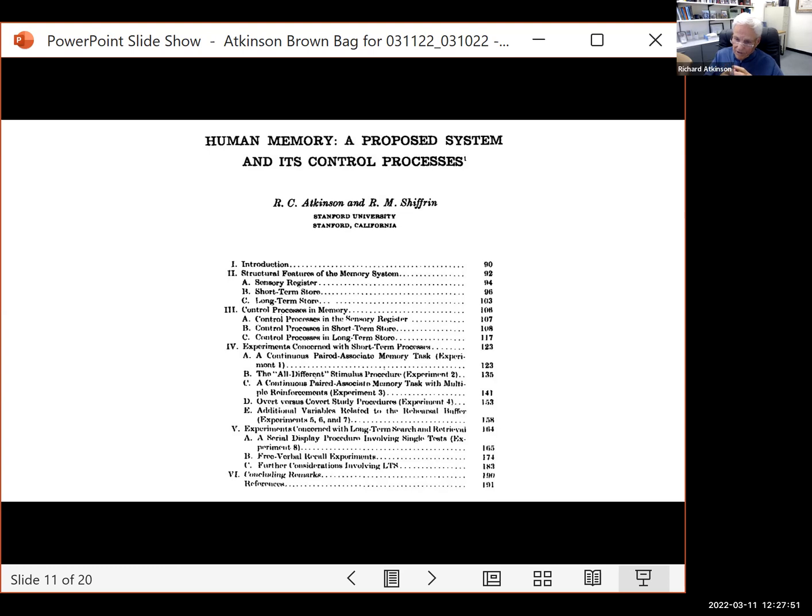And of course, the buffer was sort of a special type of control process that could be established in the framework of short-term memory to deal with the free recall type situation. So that is the characterization of the model in 1968.